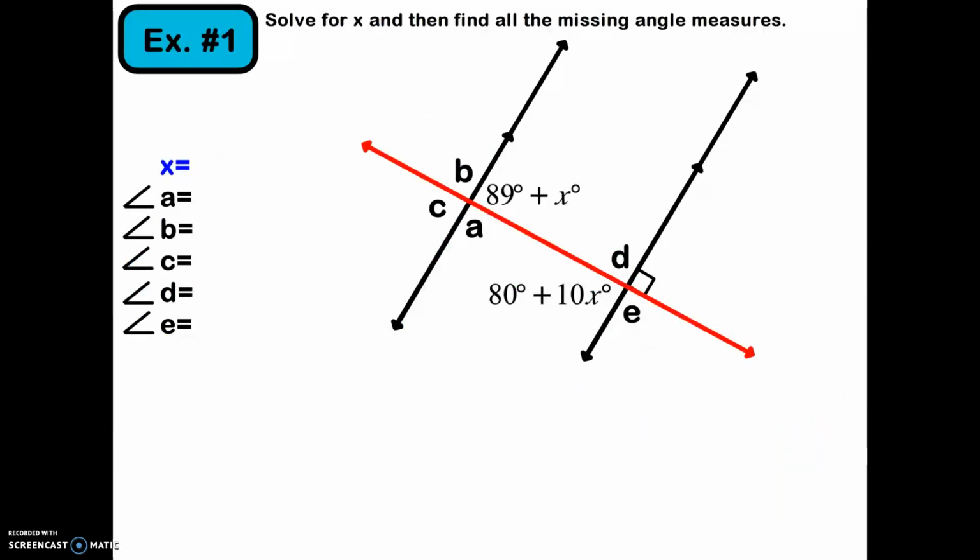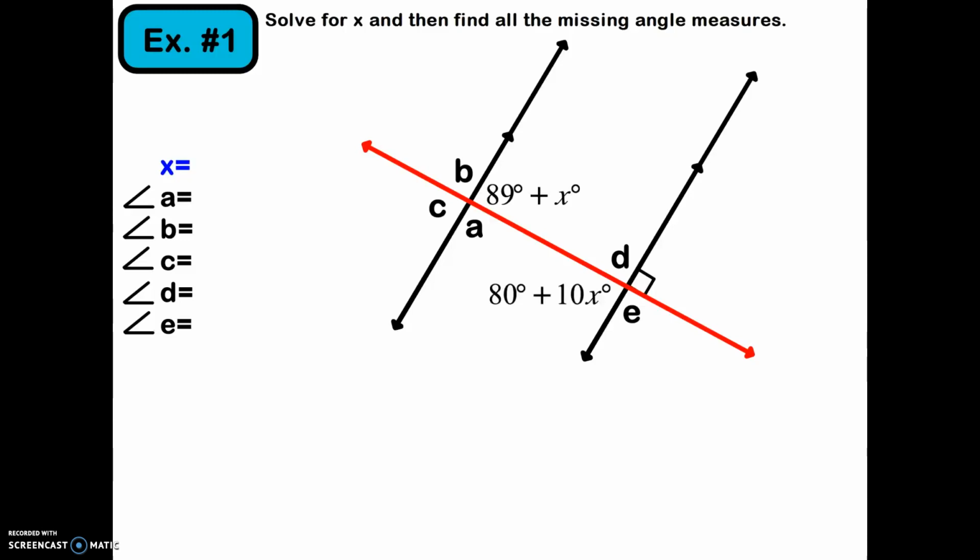The first example that we have here asks us to solve for x and then find all the missing angle measures. Before we start a problem, you always need to draw the diagram, so go ahead and pause the video and do so. Then, the next step in solving problems like this is always to look at the information that we're given.